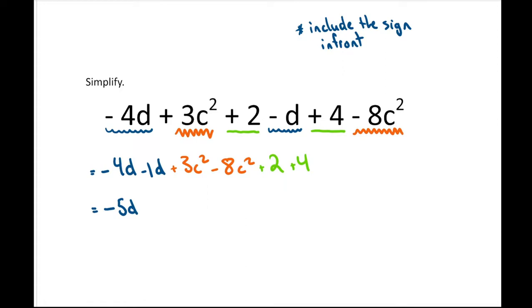In our next one, positive 3c squared minus 8c squared. Again, the c squared is going to stay. We're not removing or changing anything with that, because that tells us what item we're dealing with, you could say. So plus 3 minus 8 gives me negative 5c squared. And then finally, plus 2 plus 4, or 2 plus 4, gives me 6. So this simplified expression works out to negative 5d minus 5c squared plus 6.